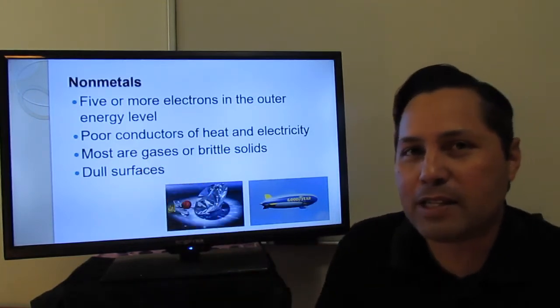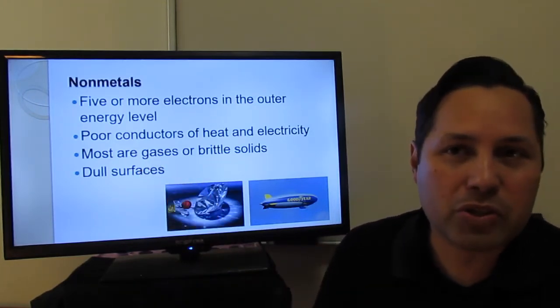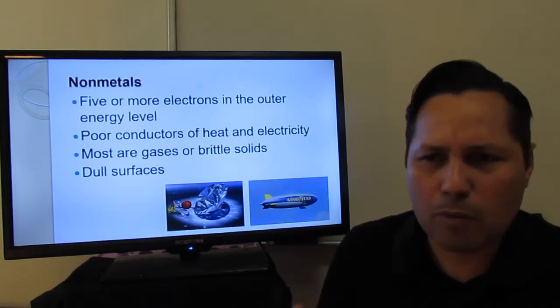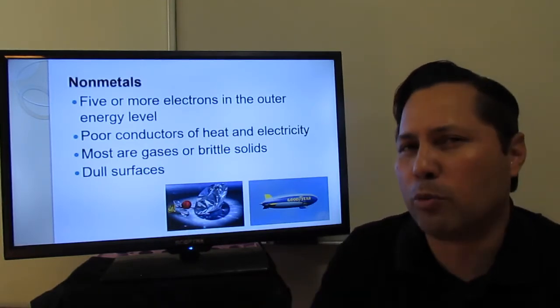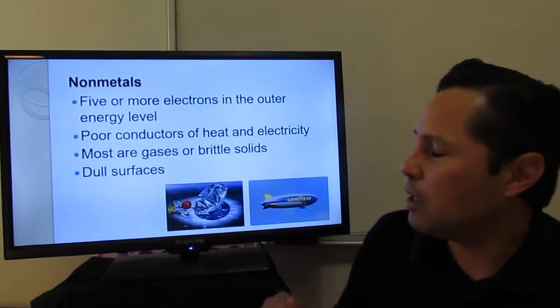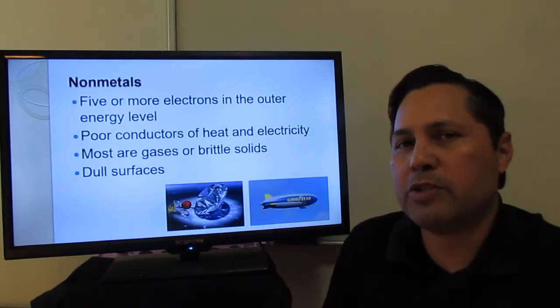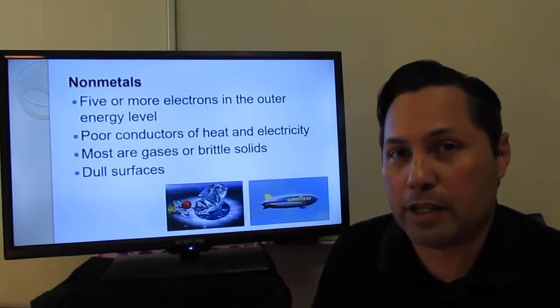Most tend to be gases, and if they are gases, most of them are noble gases. That means that they don't react. And if they're solids, they're brittle solids. That means that they'll break very easily.